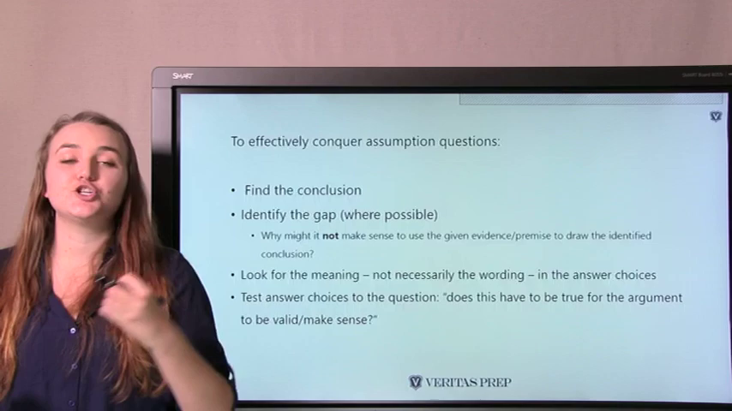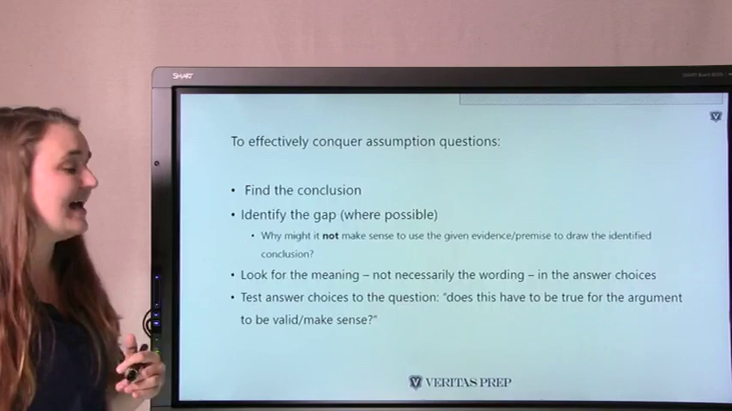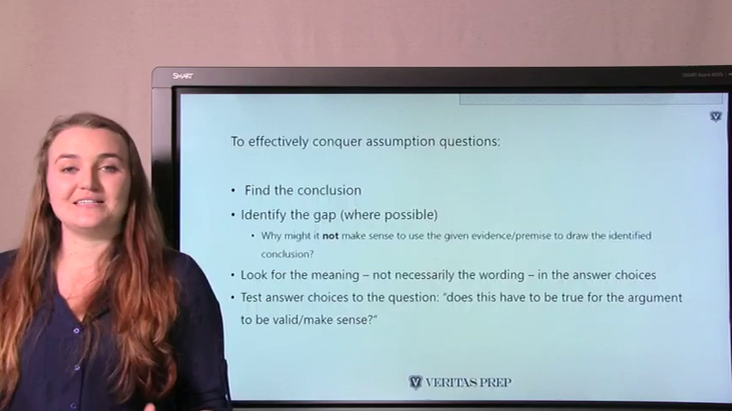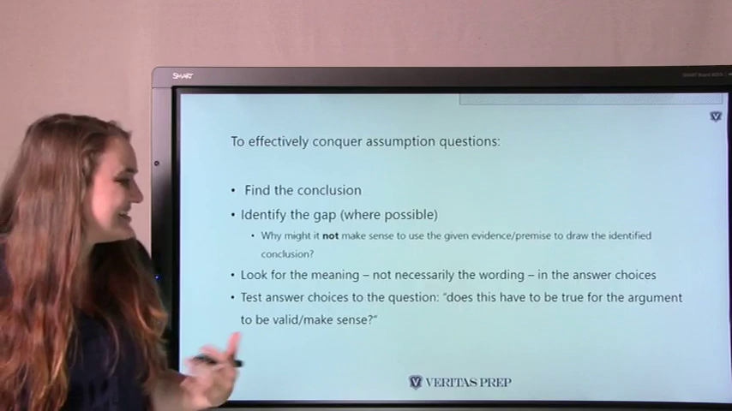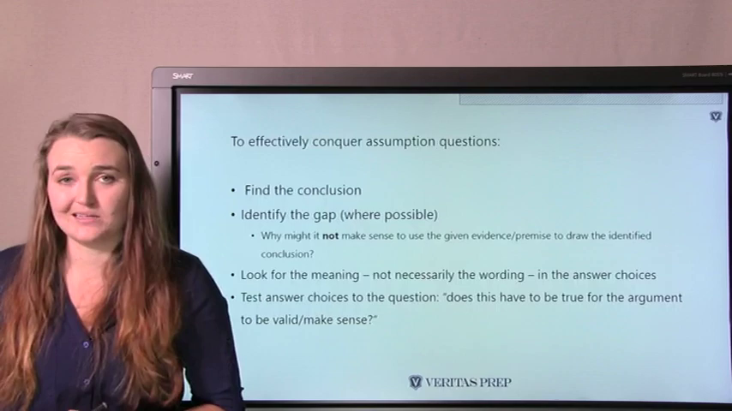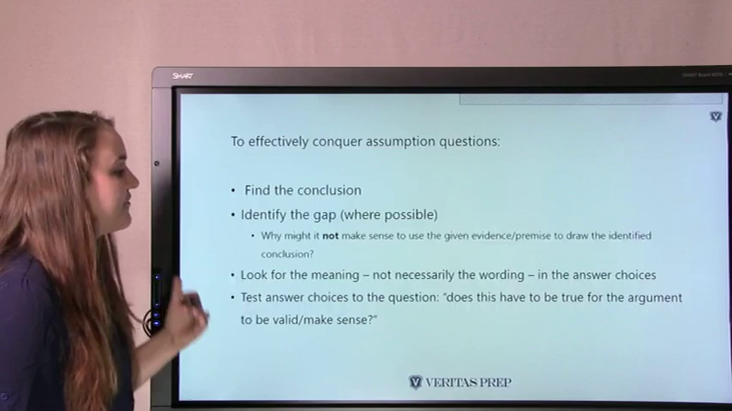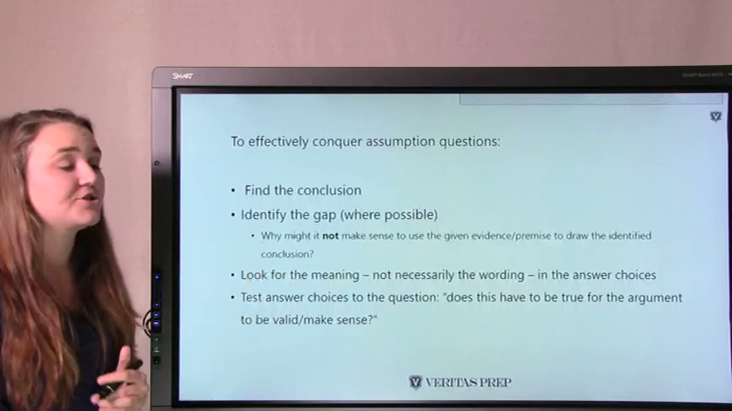And when we can't, or when we need a secondary approach, we boil down or simplify the assumption negation technique into, right? Well, why does this have to be true for the argument to make sense? If it could be false and the argument could still make sense, then it's not an assumption, right? So we want to identify that gap and we want to look for the meaning of that gap, but not necessarily the exact wording among our answer choices.